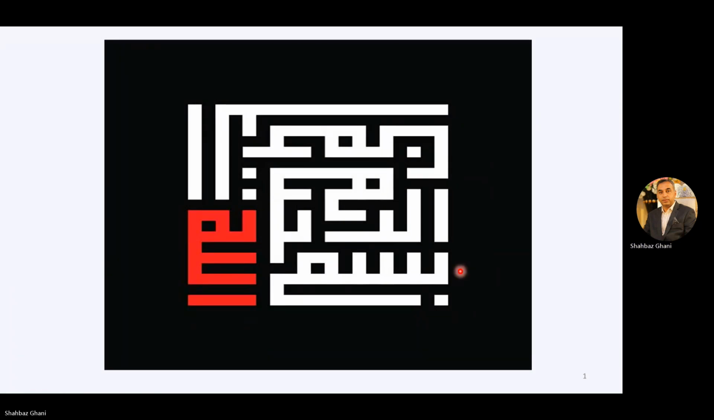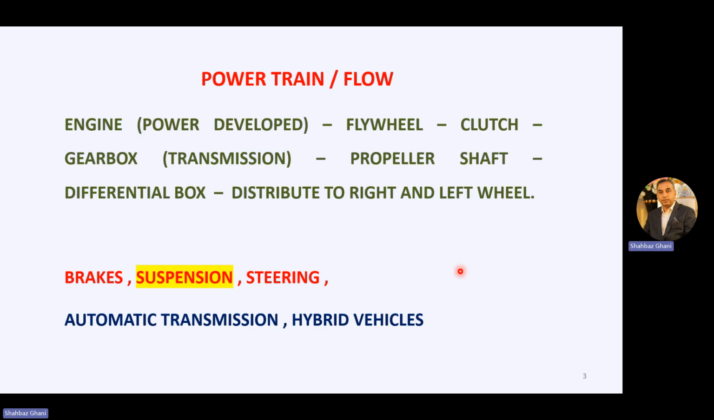Bismillahirrahmanirrahim. Today we will study chapter 6 of our automotive technology course, and that is pertaining to the suspension system. In this chapter, chapter 6, I intend to cover 4 parts. The first part is mainly the definition, the basic concept regarding the suspension, and then the frames of a body we will discuss.